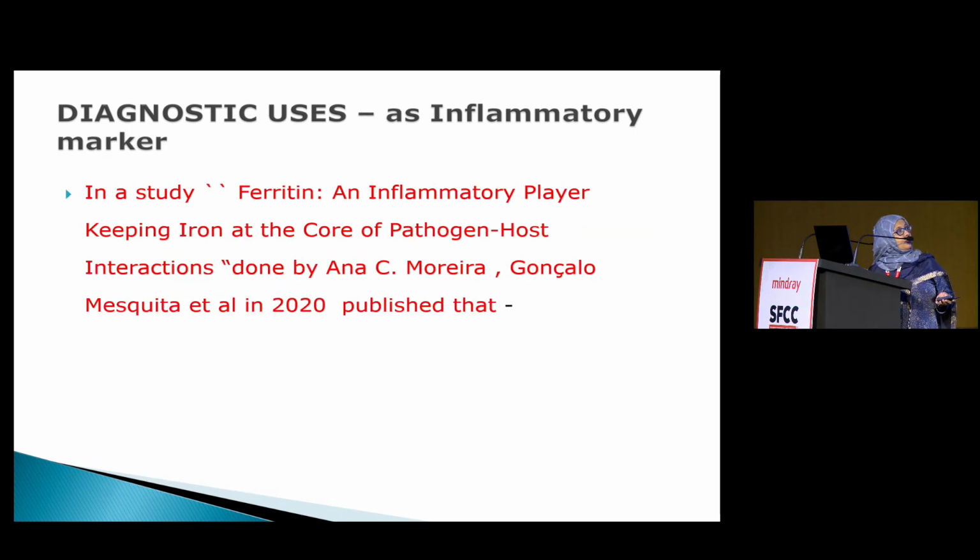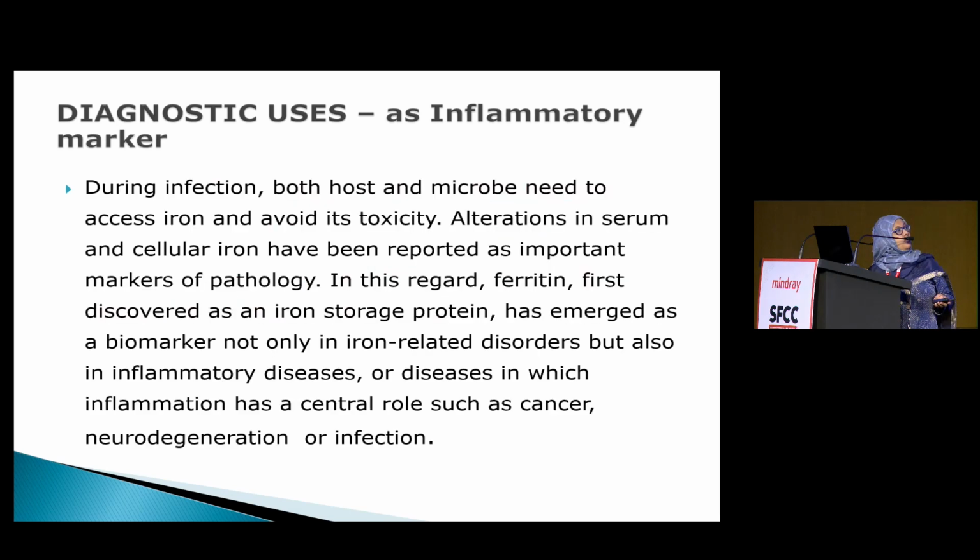This is another study, done in 2020, which shows an inflammatory player keeping iron at the core of pathogen-host interactions. They have shown that during infection, both the host and the microbe need access to iron and avoid its toxicity. So alterations in serum and cellular iron have been reported as important markers of pathology. In this regard, ferritin, first discovered as an iron storage protein, has emerged as a biomarker, not only in iron-related disorders, but also in inflammatory diseases, or diseases in which inflammation has a central role, such as cancer, neurodegeneration, or infection.